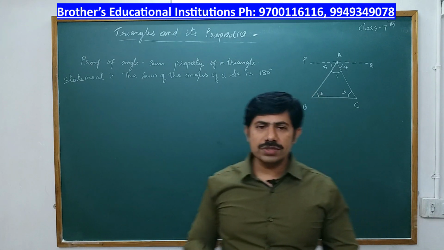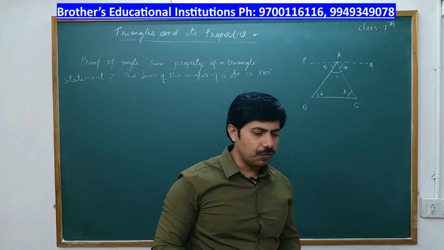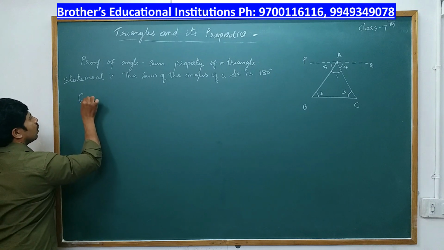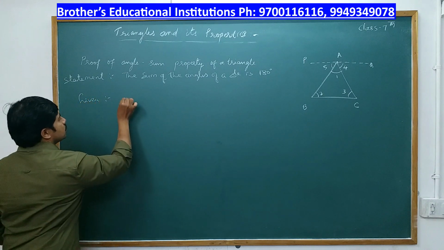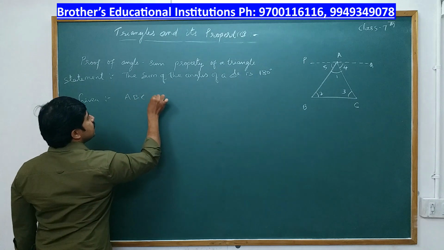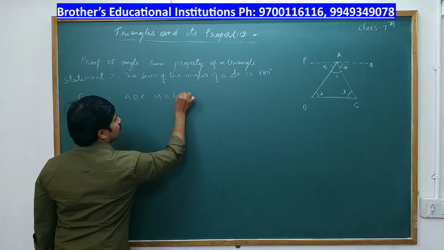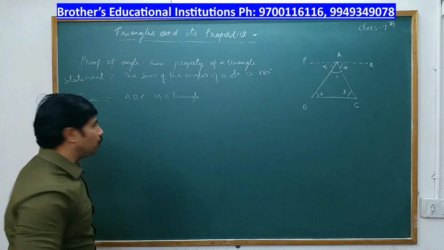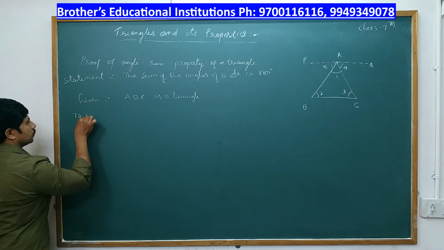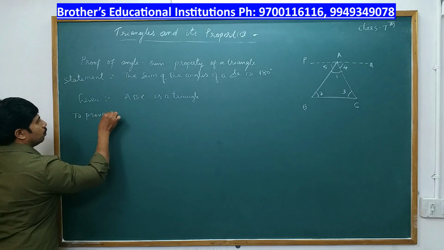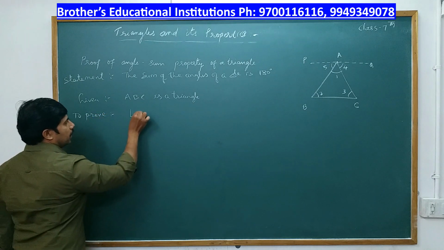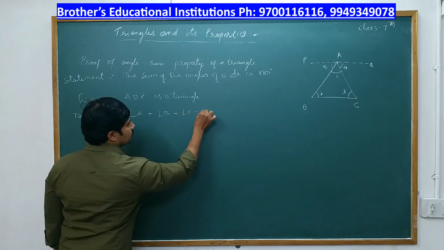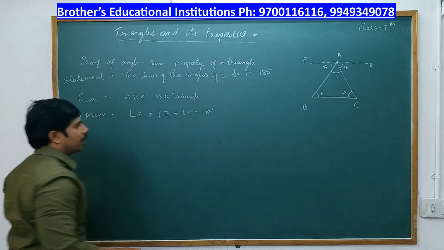So first we write given, then we write to prove. So what will be given? Only a triangle. So we write ABC is a triangle. Okay, ABC is a triangle. Now what to prove? To prove angle A plus angle B plus angle C is equal to 180 degrees.